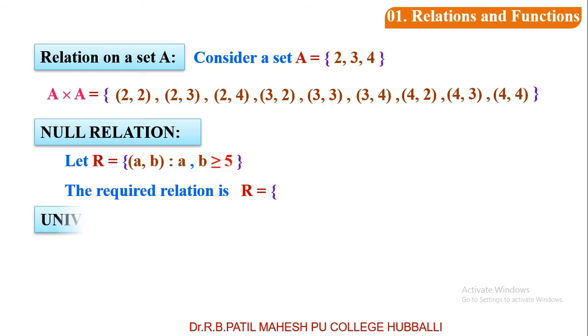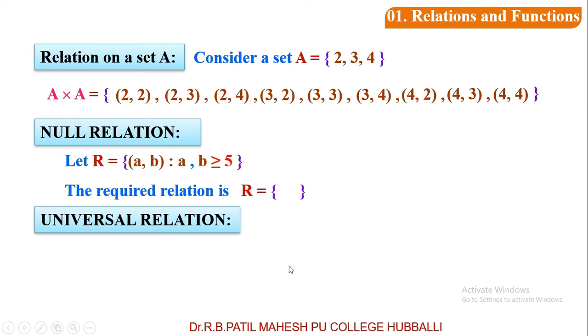Then the next relation is universal relation. Universal relation means the whole A cross A is itself the universal relation. Dear students, in a relation R, if you are writing all the ordered pairs of A cross A, then the relation is known as universal relation. Now I am going to give you one example for universal relation. Let R equal the set of ordered pairs (a, b) such that a, b are less than or equal to 5. Very simple, a, b are less than or equal to 5.